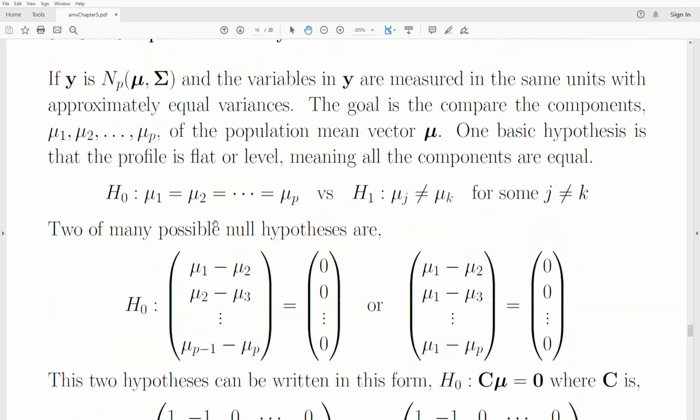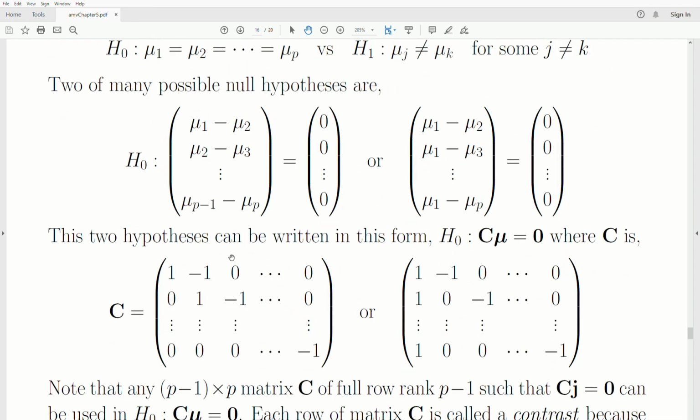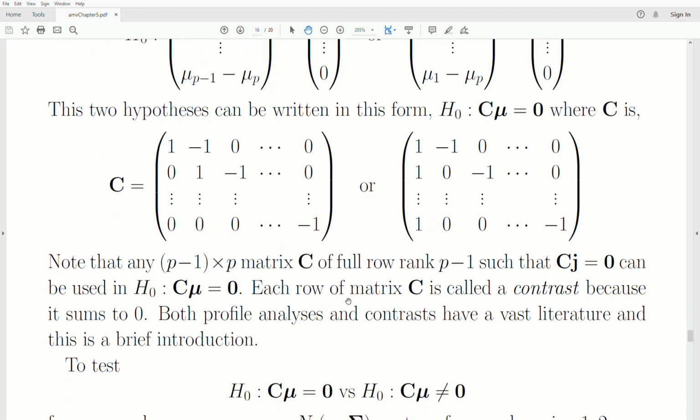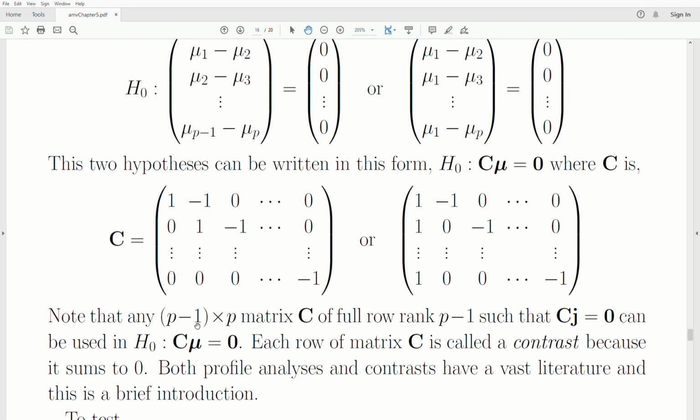So remember, we have a mean vector, mu1, 2, 3, 4, all the way down. And if we use this C times mu, then you can see that the first component minus the second component gives us this value. Then here's mu2 minus mu3 all the way down. And this matrix, if we call it C, then it's mu1 minus mu2, mu1 minus mu3, all the way down to mu1 minus mu p, right? And these matrices C are p minus 1 by p matrices. They're full row rank, and they're such that the rows add to zero.